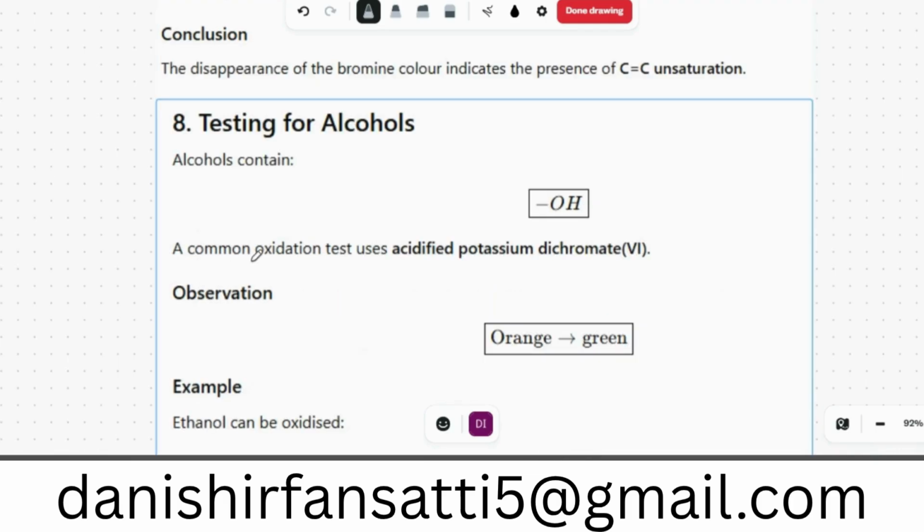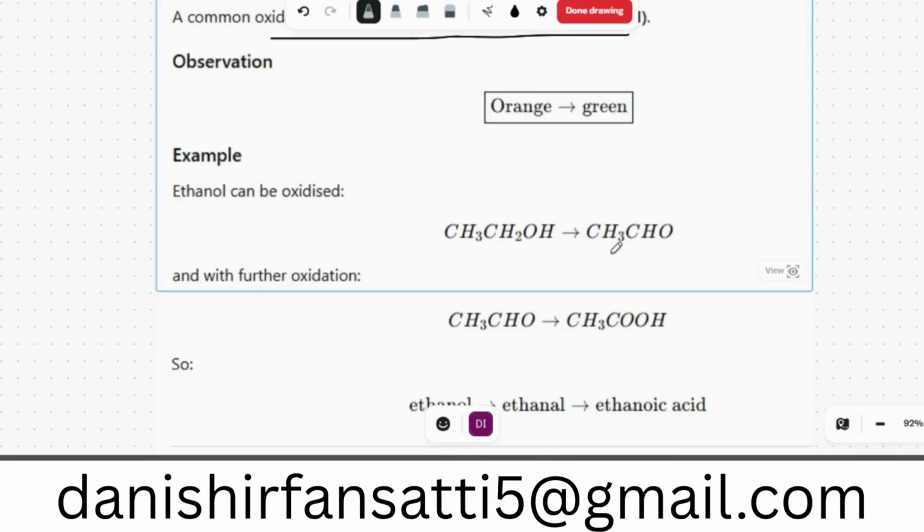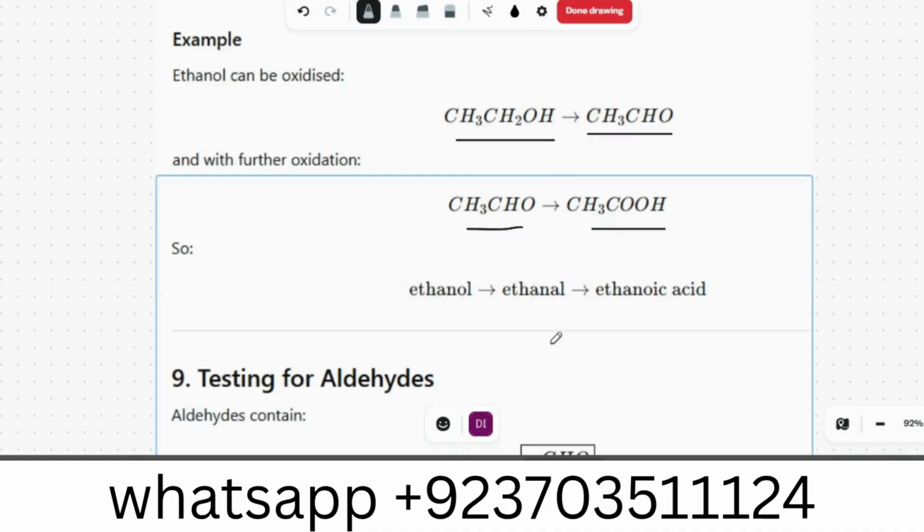Alcohol: the common oxidation test uses acidified potassium dichromate. The observation is that the color changes from orange to green. Ethanol can be oxidized from alcohol to aldehyde and then from aldehyde to acid.